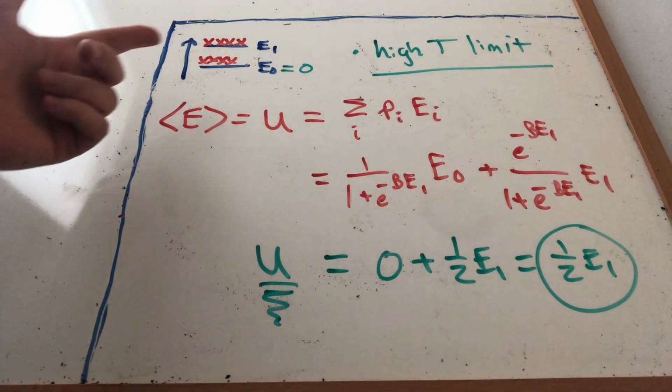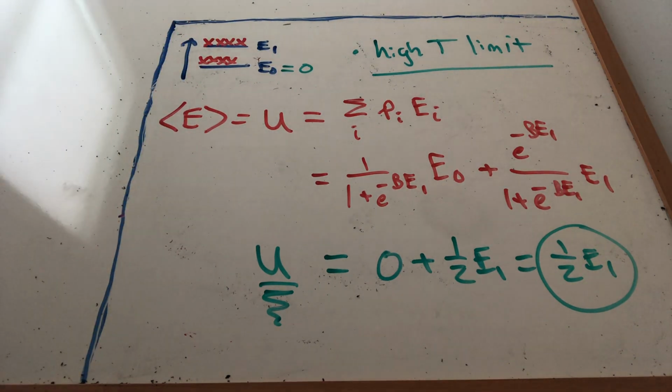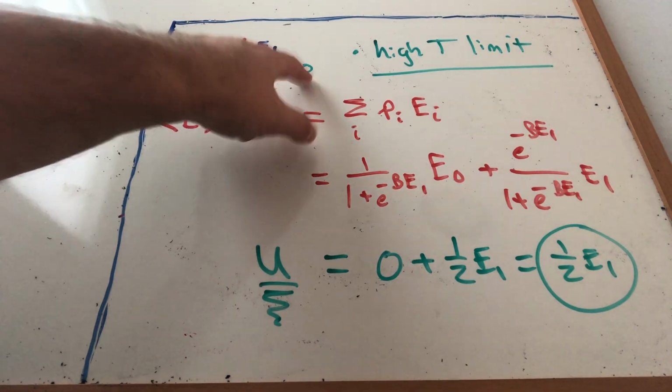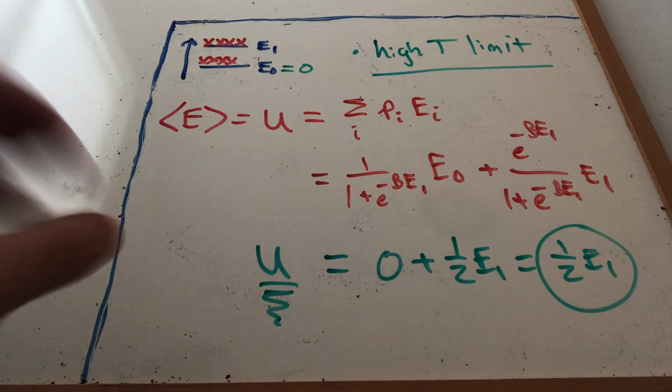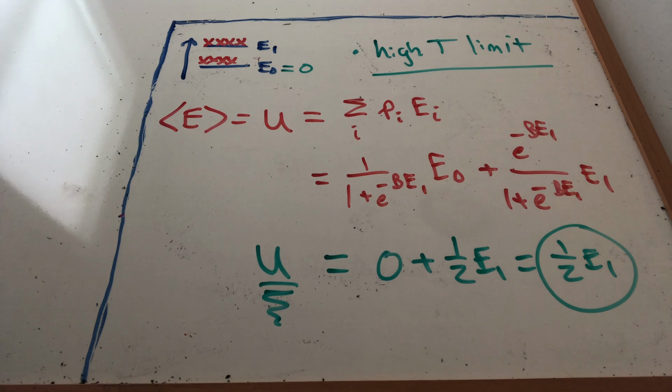You should be able to guess what the low T limit of energy is. Based off of defining E0 as being 0, our low T limit is 0. But again, try to do it yourself. Make sure that you can come up with that yourself and understand why that is the case.